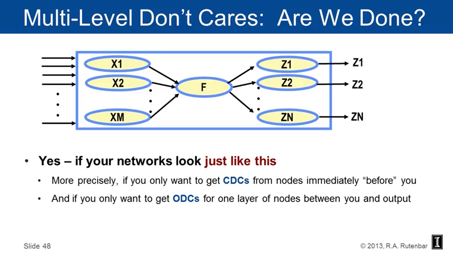Now, a really good question at this point would be, are we done? I talked about satisfiability don't cares, controllability don't cares, and observability don't cares, and the answer is yes, but only if your networks look just like this. And just like this means you have one layer of inputs in front of F, x1 to xm, and one layer of outputs in back of F, z1 to zn, that generate primary outputs. So if you only want to get the controllability don't cares from the nodes immediately before you, and you only want to get observability don't cares for one layer of nodes between you and the output, then all of the math and all of the recipes I've given you are all you need.